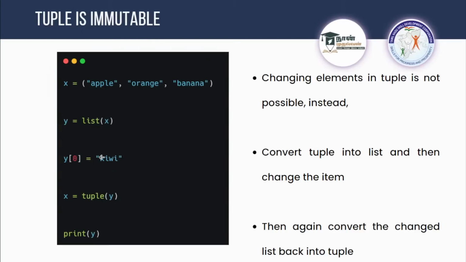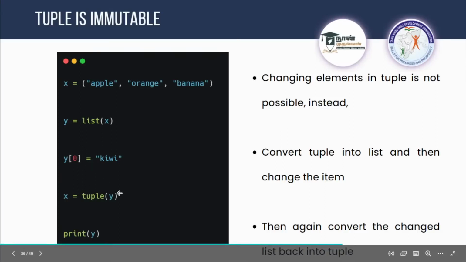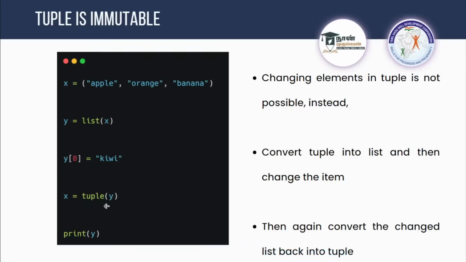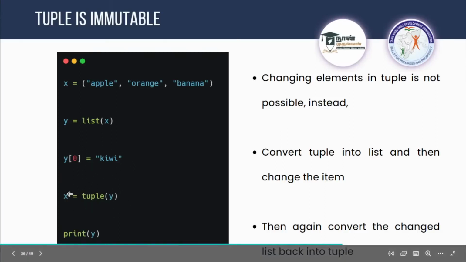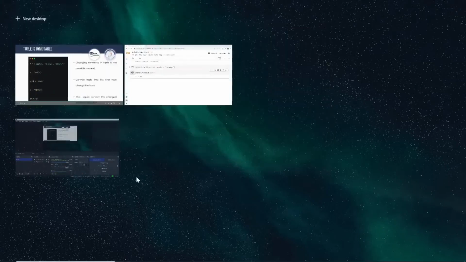Once I change that, I am going to call the tuple option, which will convert it back into a tuple. If I pass a list here, this y will be a list with the changed thing. This will convert it back into a tuple, and it is stored in x again. We'll try to do this.